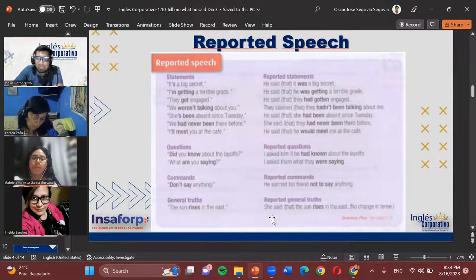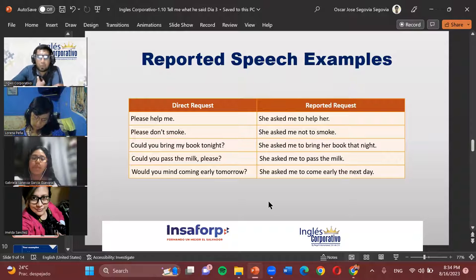So it's not going to be asked because we're not necessarily talking about a favor or something that you do because you want to. In the case of a request, here you are going to use the verb ask because a request is, of course, something that you ask from someone as a favor. So the first one is, please help me. And the reported speech is going to be, she asked me to help her. Simple, right? Then we have, please don't smoke. This is a request. It will be, she asked me not to smoke.